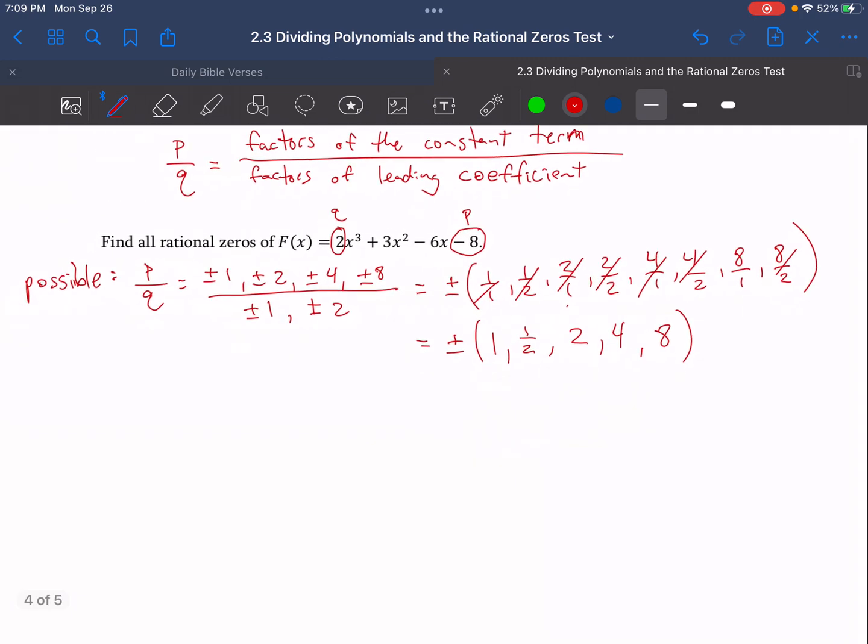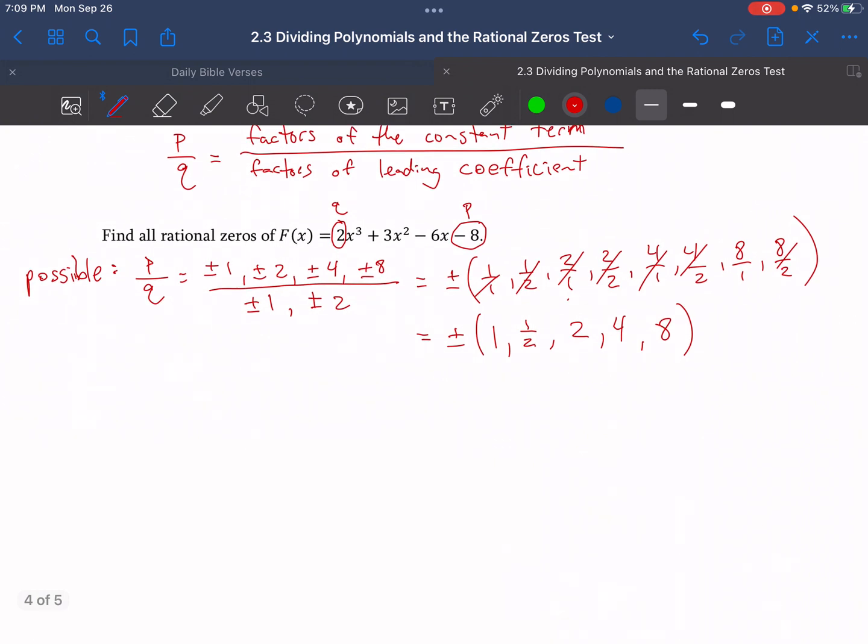So let's try the very first one. Let's try 1. Write our coefficients: 2, 3, -6, -8. Bring the 2 down. 1 times 2 is 2. 3 plus 2 is 5. 1 times 5 is 5. -1, -1, -9. So this did not work. So +1 did not work.